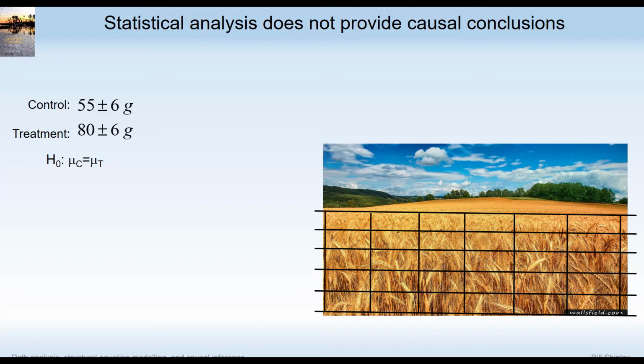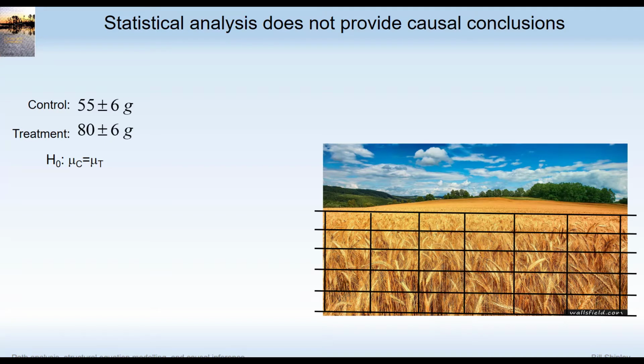In the control plots, we have weighed 55 grams of seed that's been produced with a standard error of 6. And in the treatment plots, we notice that there are on average 80 grams of wheat seeds produced, again with a standard error of 6.